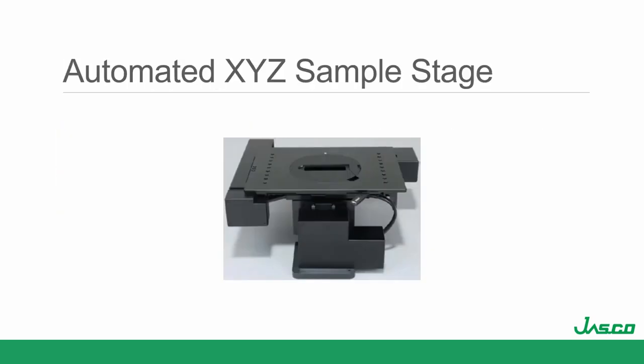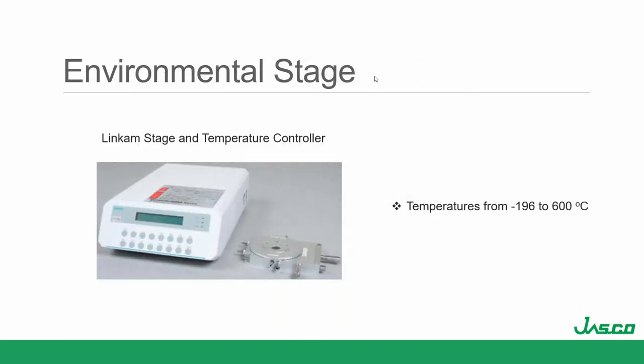One of the features in most of the models is that you can get manual stages, or an automatic X, Y, and Z stage. This allows you to do a map taking several data points. Another feature that's nice is the Linkam stage. This is the Linkam stage, and this is the stage controller. This can be used to bring your samples down to negative 196 or up to 600 Celsius. It's a different one for each region. The cooler is going to be different than the heater.